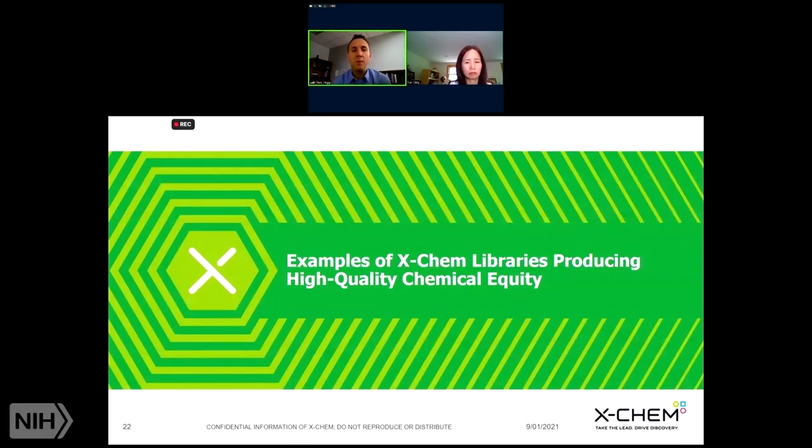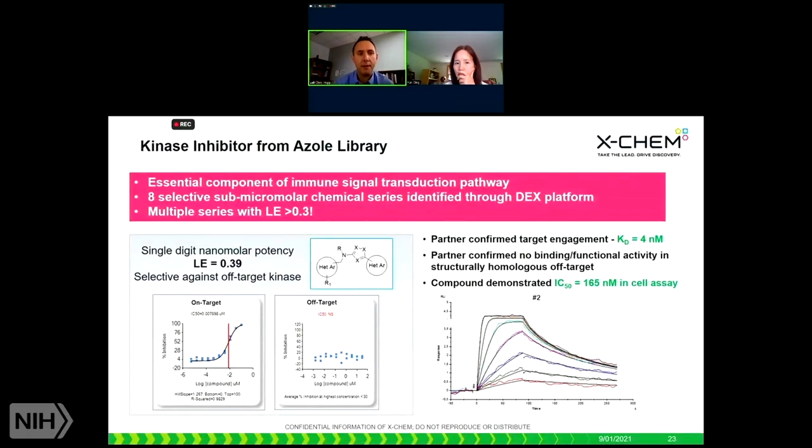I'm going to spend the last few minutes talking about some examples, a little more in depth, of quality hits coming out of our library. First example is a kinase project that I worked on a few years ago. This kinase was an essential component of the immune signal transduction pathway.